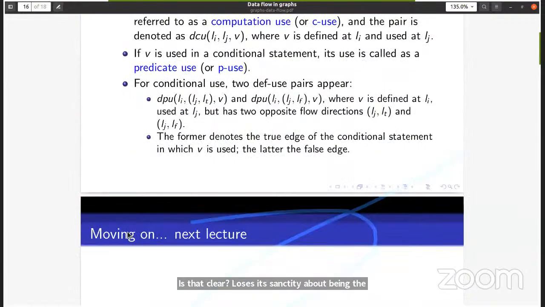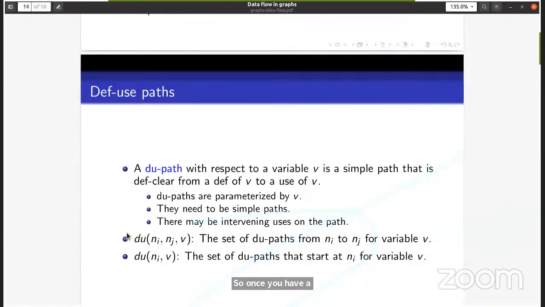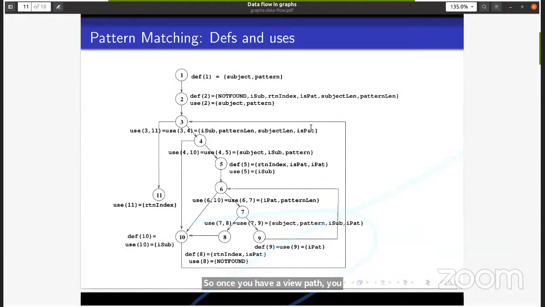Once you have a DU path, in an exam, typically you'll be given a question like this, a graph annotated with definitions and uses, and you'll be asked to identify DU paths. Remember, three conditions. It has to originate in the definition, end in a use. It has to be a simple path, no loops inside, and there cannot be other definitions inside. So this is what a DU path is. In the interest of time, we will move on to other questions.